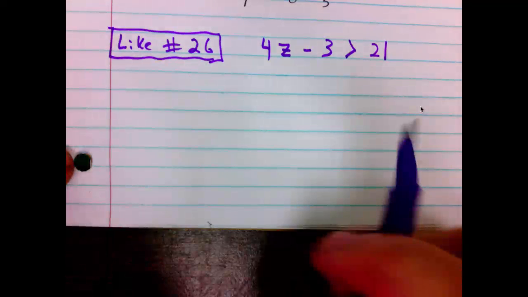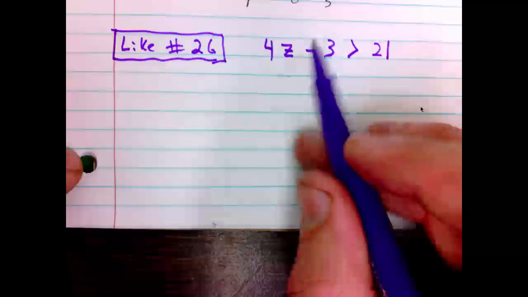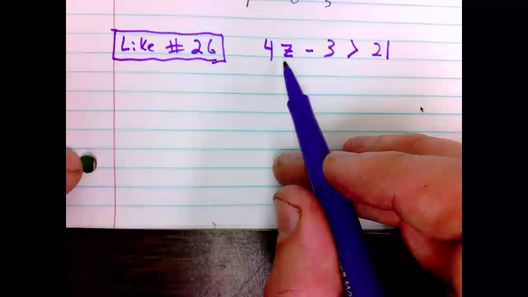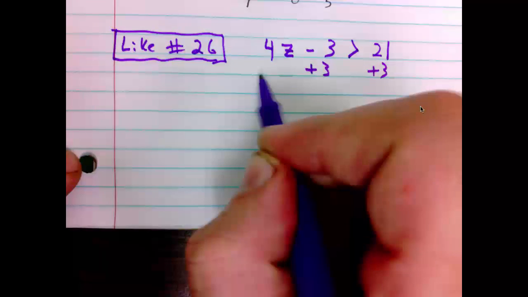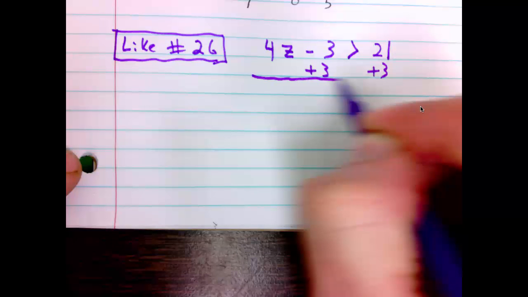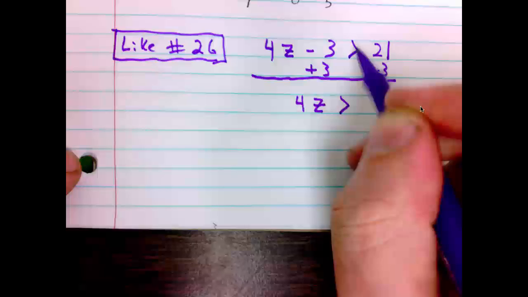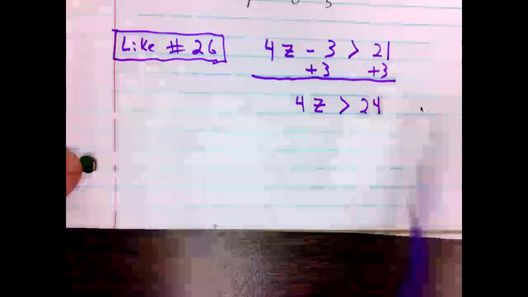Our goal is to solve for z. That is, we want to get z by itself. So we will first deal with the subtract 3. The inverse of subtract is add. Whatever we do to one side, we do to the other. 3 cancels with 3 to leave 4z in the left expression. Preserve our inequality. 21 plus 3 is 24.